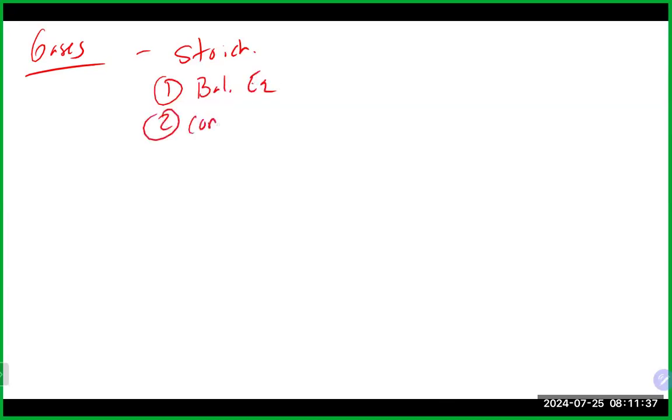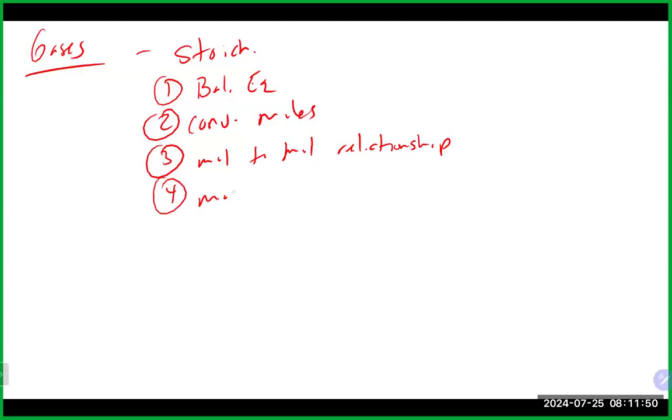Chapter 8 with gases. Last time we got into some gas stoichiometry. Remember, pretty much all stoichiometry is the same, and with gas stoichiometry it's still the same steps: balance the equation, convert to moles, do our real stoichiometry part, the mole-to-mole relationship, and then convert moles to some other unit.